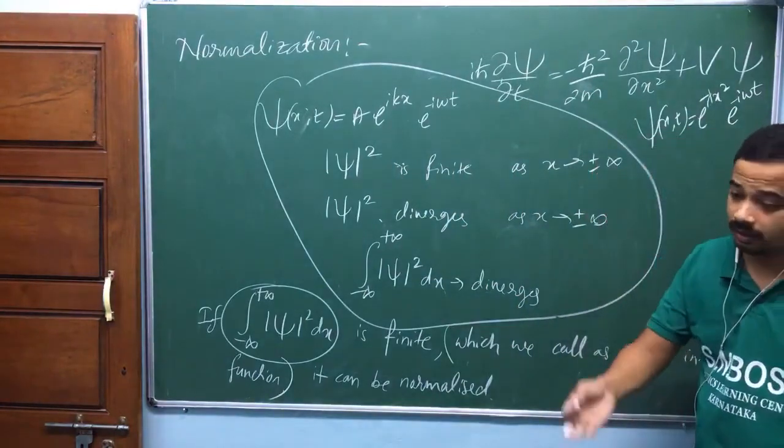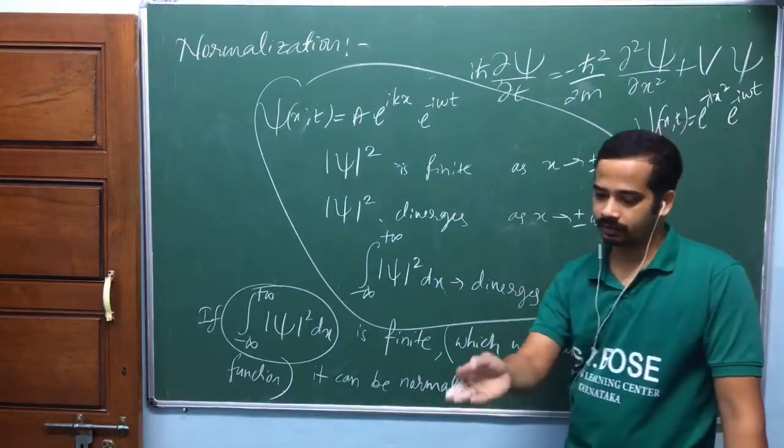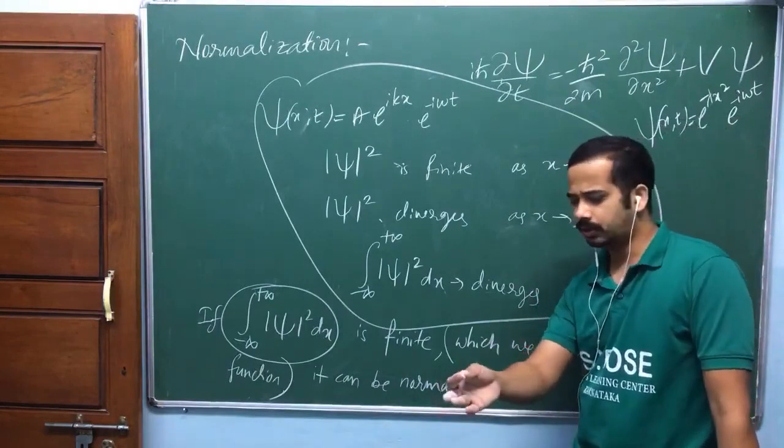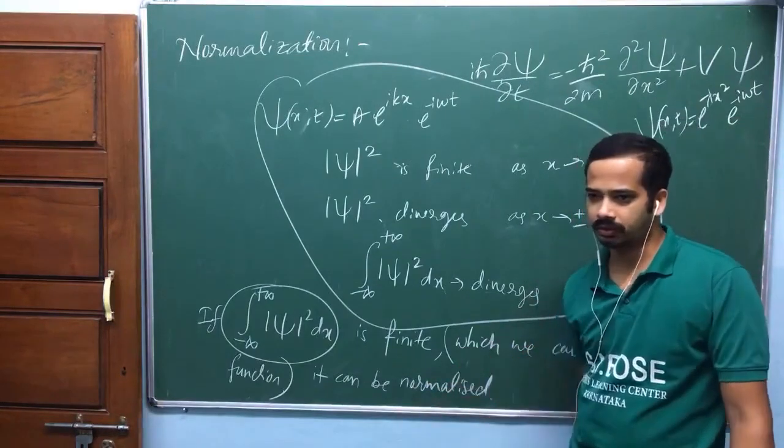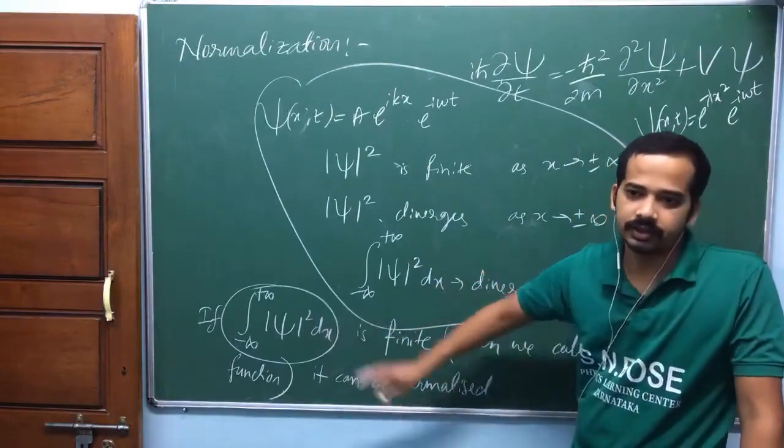Not only here, even in the case of the hydrogen atom, we never think of the other solution actually. We think of only one solution. There will be another solution also, because that's a second order differential equation. We don't think of that one because it's not normalizable.